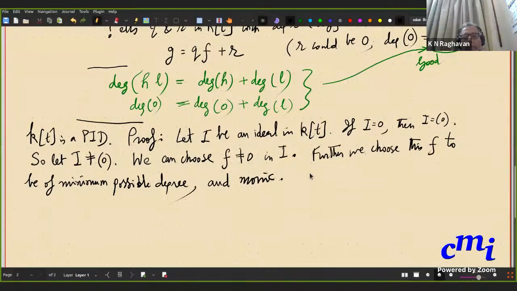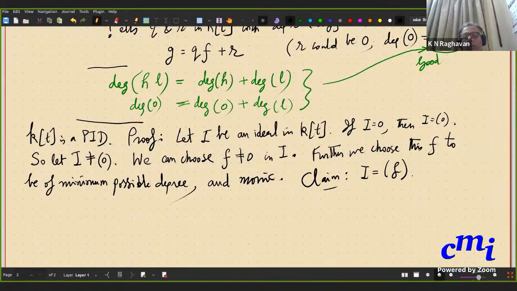Okay, now here is the important claim. I claim this I is actually generated by F. For the proof, one part is clear: F is in I, therefore the ideal generated by F, which means any multiple of F, is also going to be in I because I is an ideal. So let's do the other part. Let G be in I.